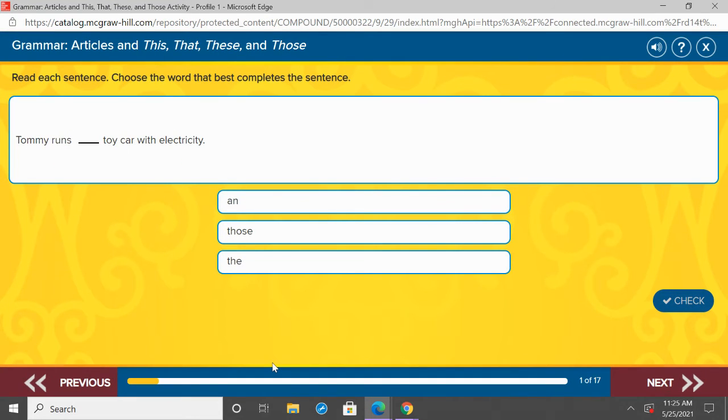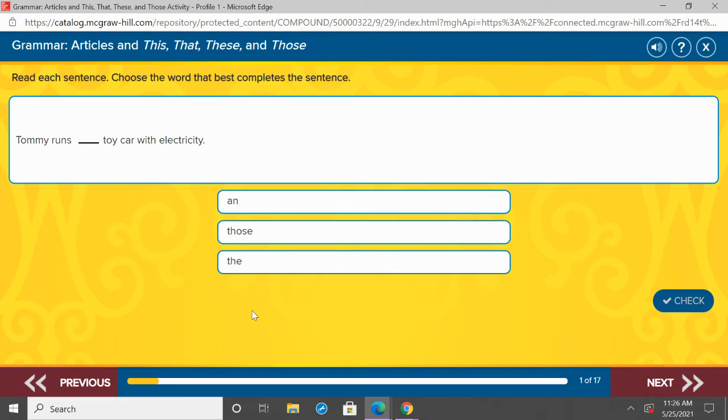It says, read each sentence, choose the word that best completes the sentence. So we're working with a, an, the, this, that, those, or these. We have to read the sentence, talk about it, and then figure out which word is appropriate to finish the sentence. The sentence says, Tommy runs blank toy car with electricity. We know that we're talking about singular, just one toy car.